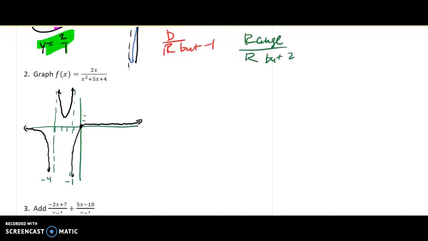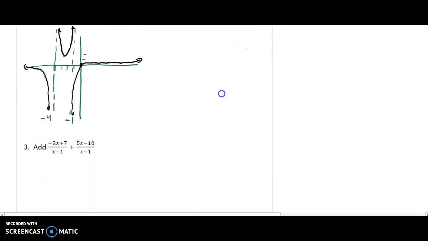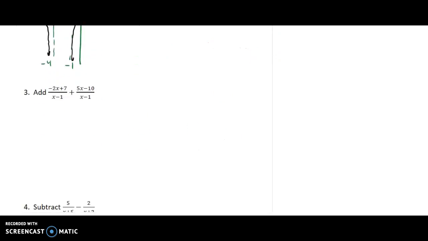Let's go ahead and move this down so you don't have to see all that weird stuff. Okay, we're going to add. This is kind of cool because look, the denominators are the same. So when we add, we're just going to do the top. So we have these two that go together for 3x. The numbers go together for -3 over x minus 1.